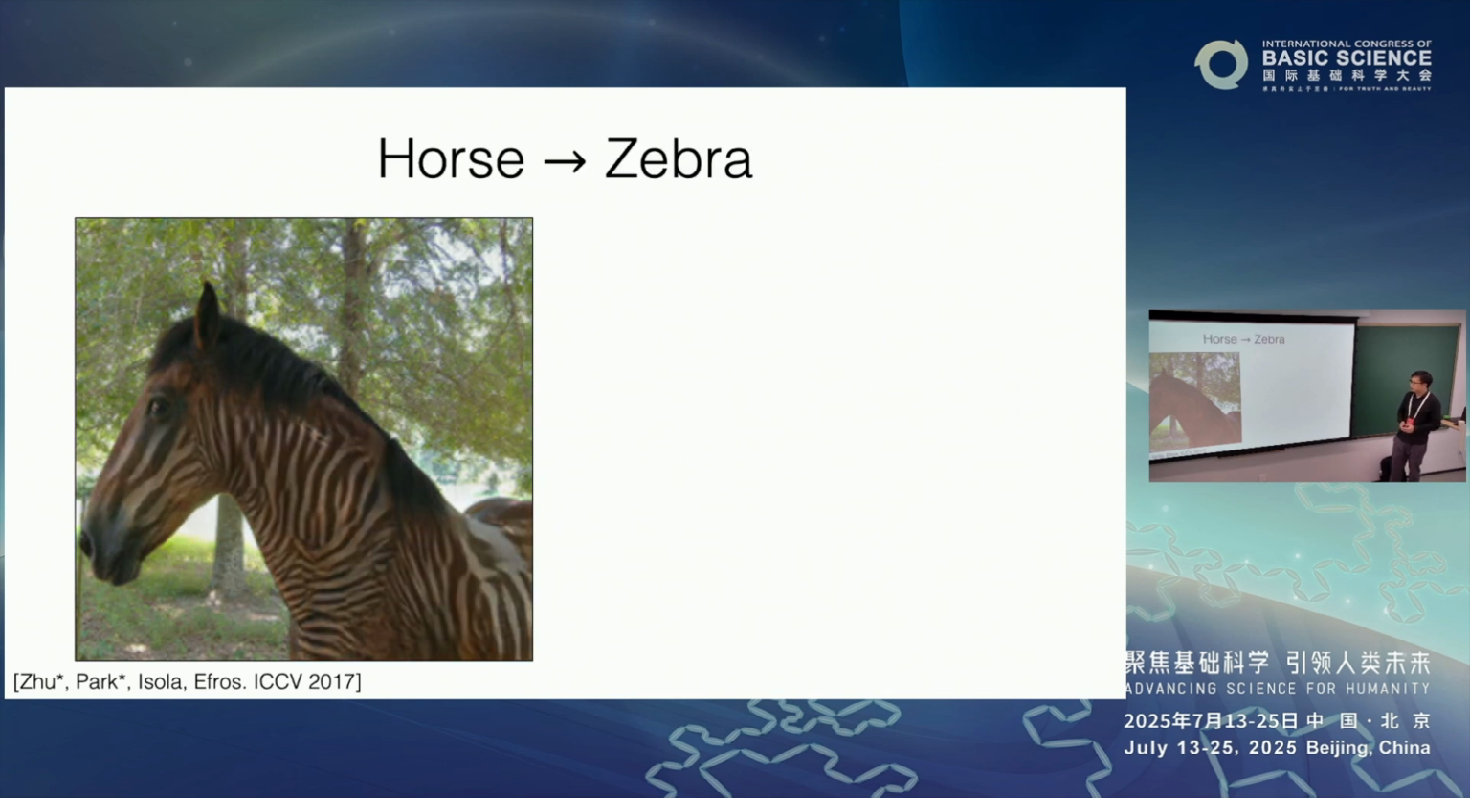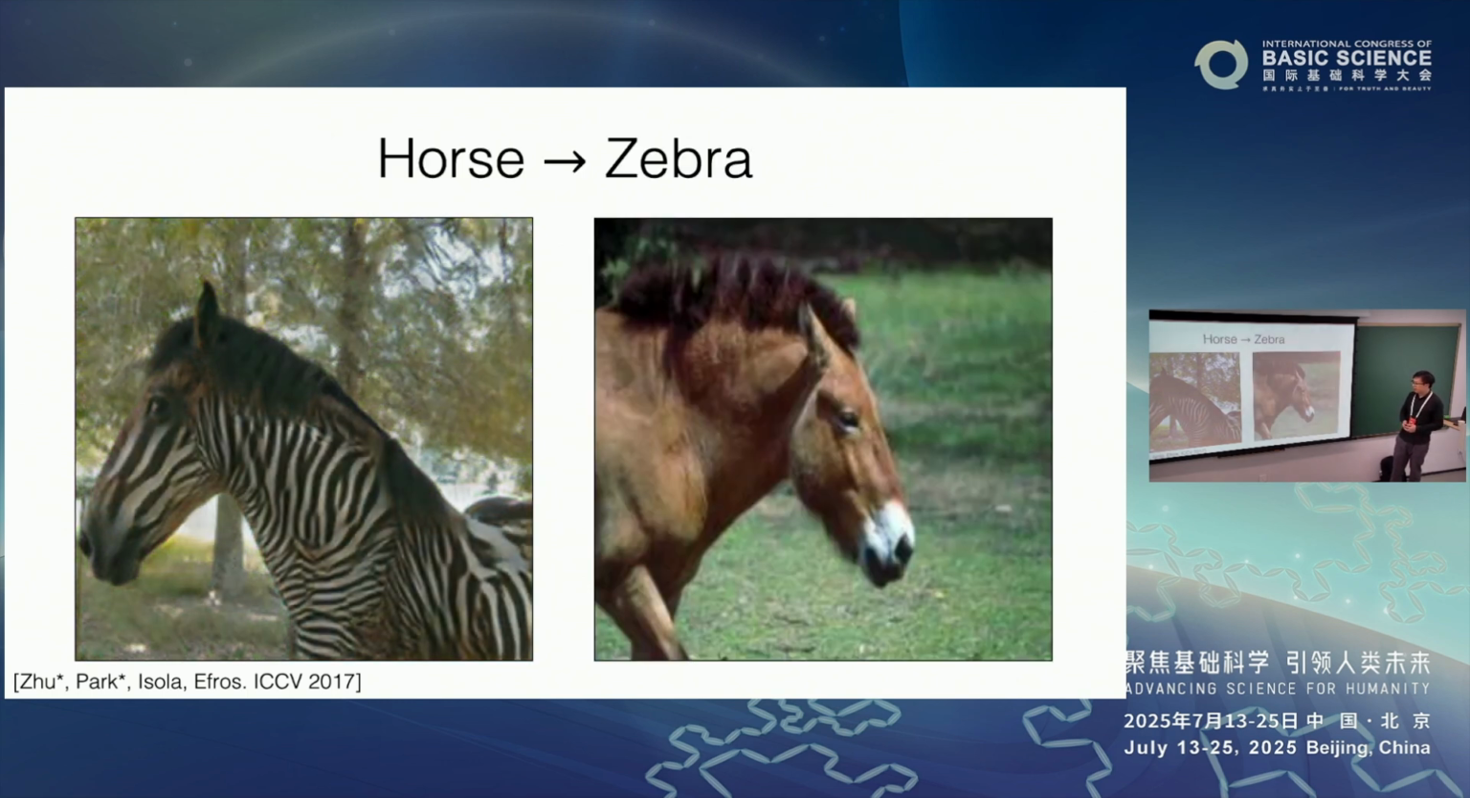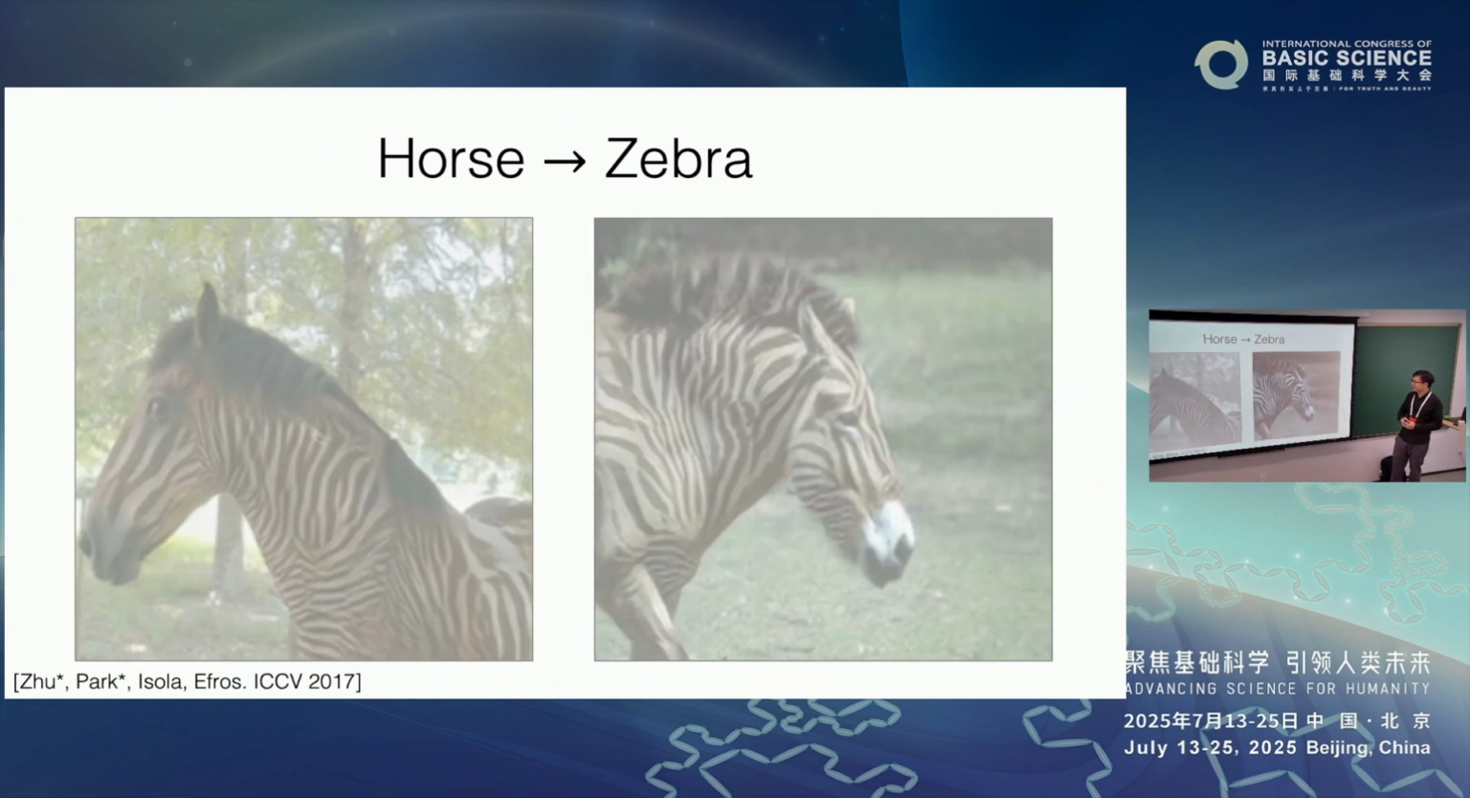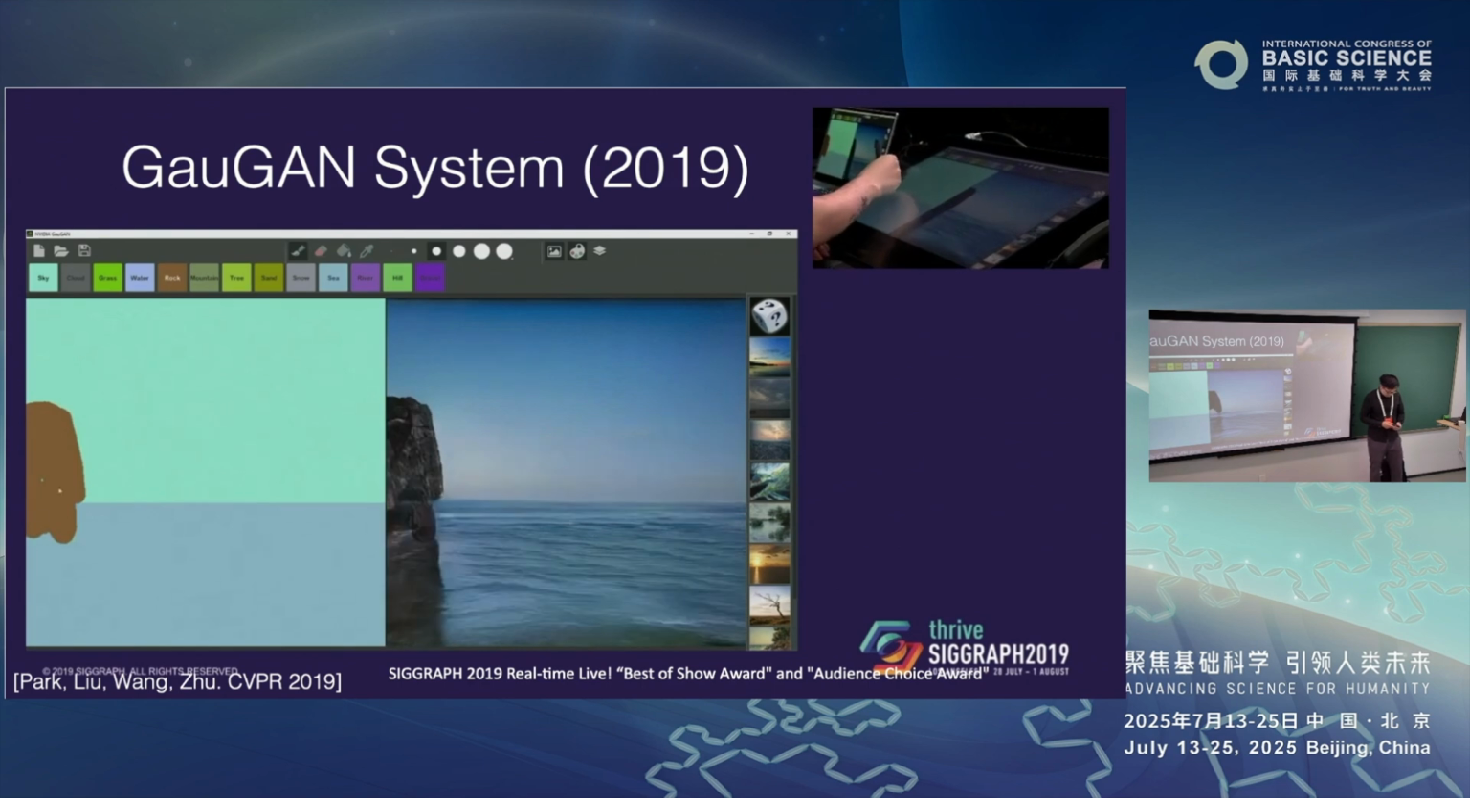This is the idea behind CycleGAN. You can transform a horse into a zebra. And people say, why do you want to do that? But you can learn other types of filters as well. We'll keep working on that.